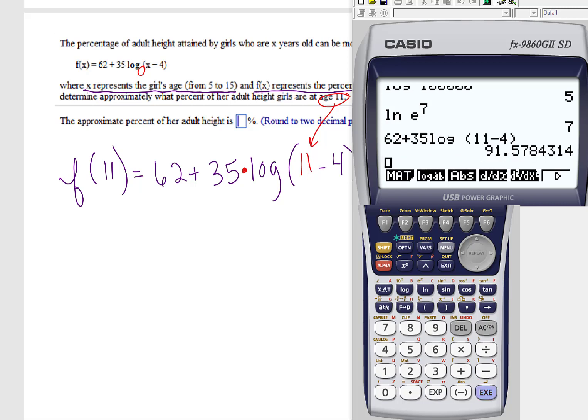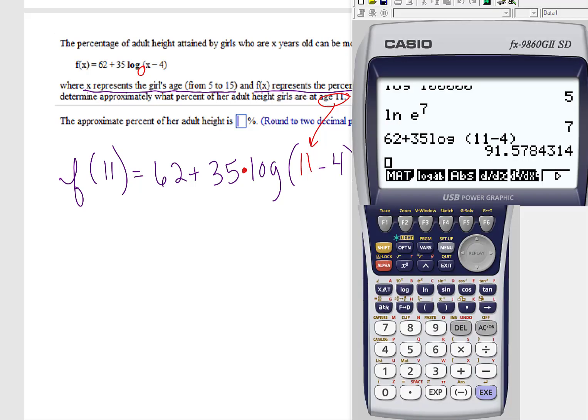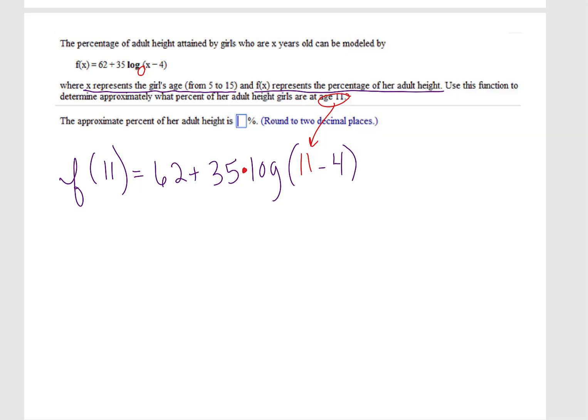and we get 91.578, yada yada, it goes on. It tells us to round to 2 decimal places, so it would be 91.58, right? That 7 rounds up. 58%. Okay, interpreting this: when a girl is 11 years old, then she has 91.58% of her adult height.